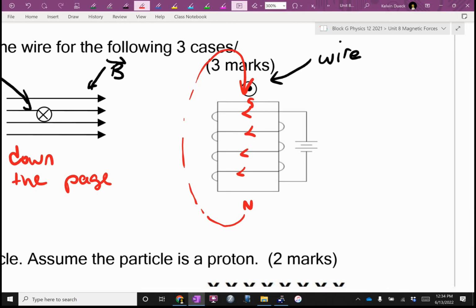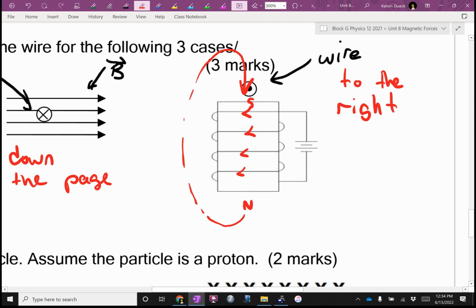So now I've got my hook. The wire's coming out of the page. The magnetic field line is pointing downwards. You know what? I'd probably just tuck like that, that is how I would do it. It looks like that wire is going to feel a force to the right. Yes? To the right.